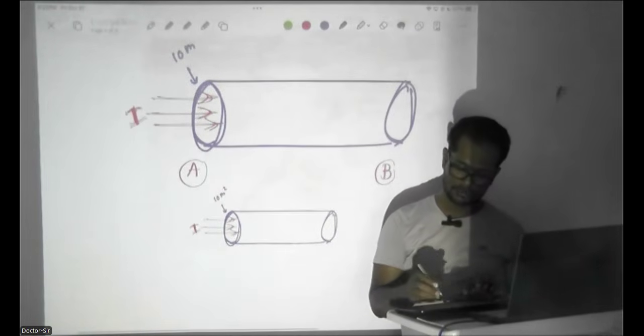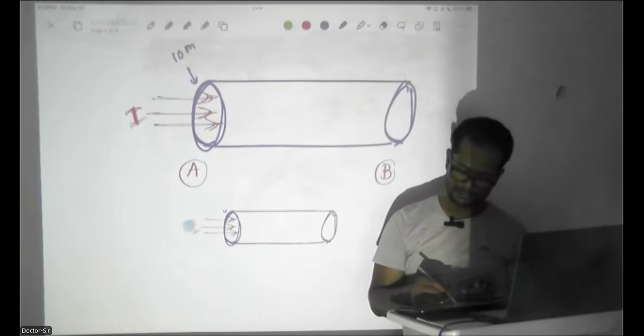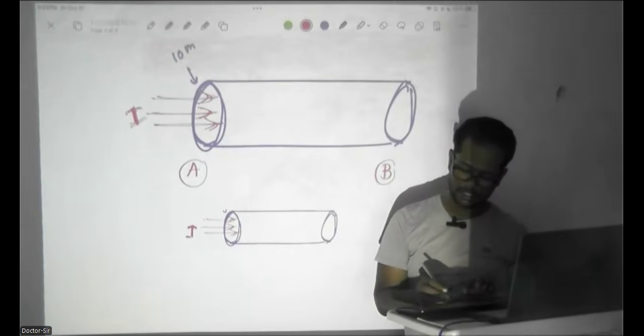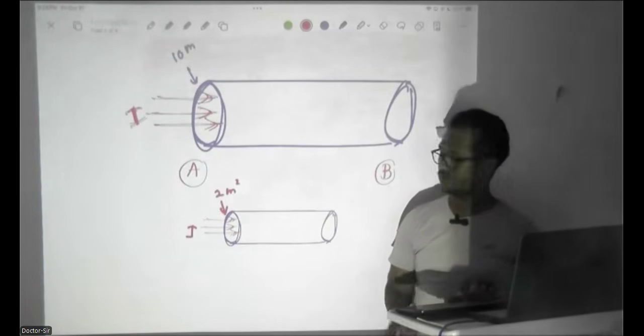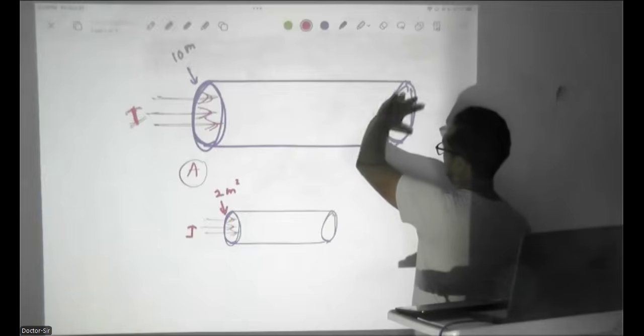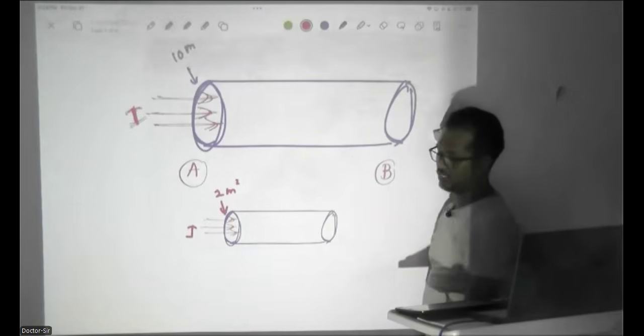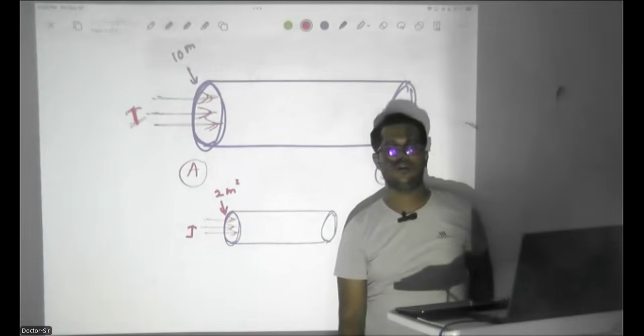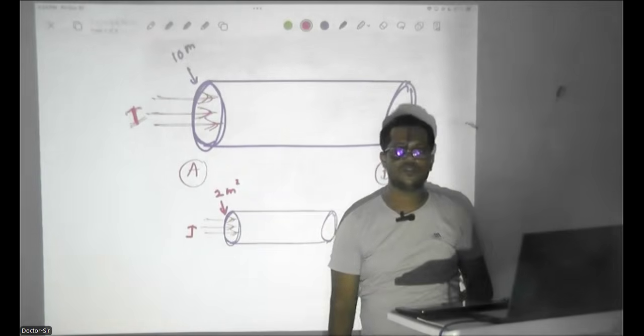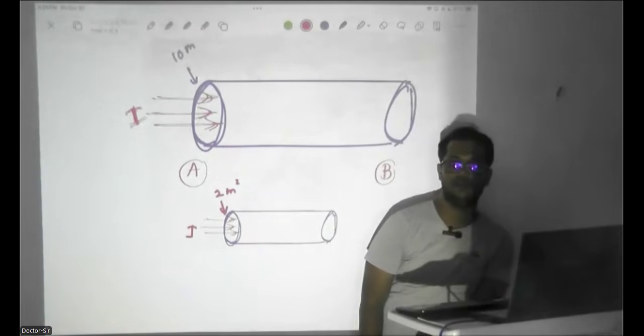Right, now think about this. Again we introduce some current here. Then this is 2 square meters surface area. This is large surface area. This is small surface area. Which one is the highest resistance? Which one has high resistance?